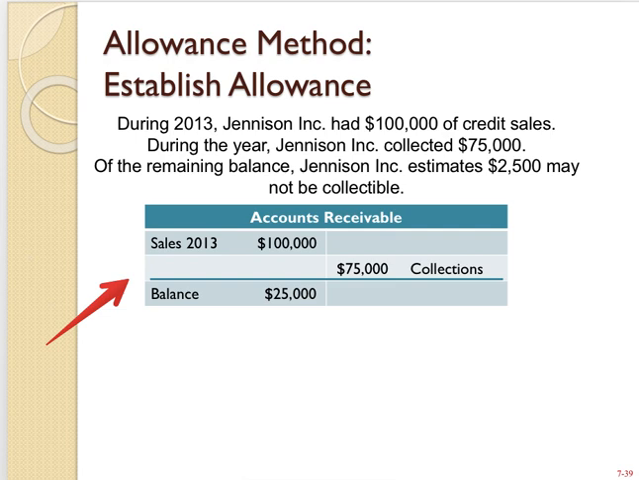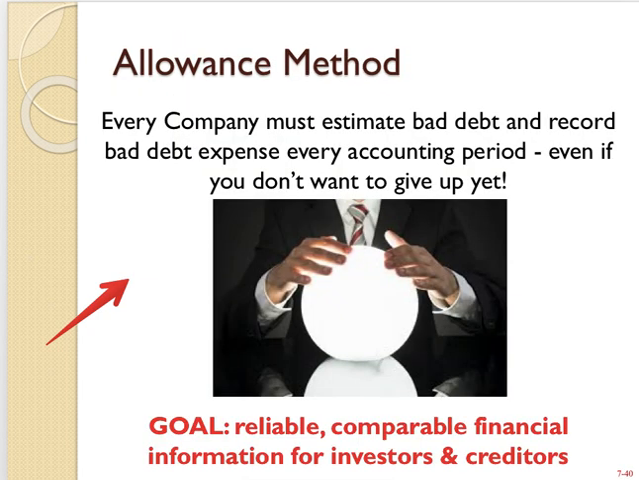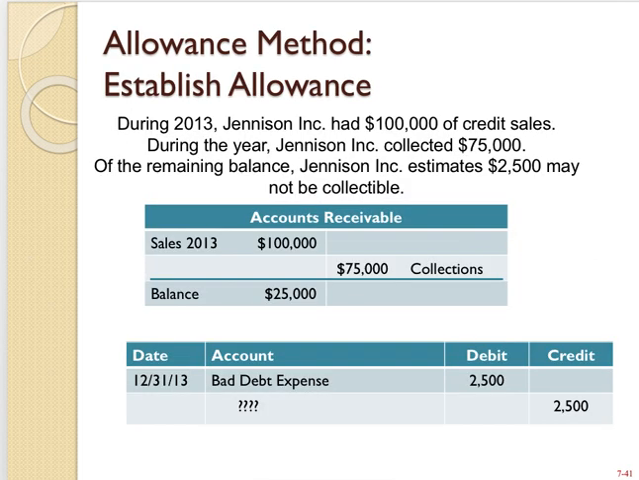Okay? So, again, the allowance method says every company must estimate bad debt and record the expense every accounting period, even if you don't want to give up, right? We're not ready to give up yet. So we just got out our crystal ball and we came up with, we think $2,500 of that is uncollectible. So as we mentioned, every company must record bad debt expense. So we know that part of our entry to establish the allowance is going to involve bad debt expense. And that bad debt expense is going to be based on our estimate of $2,500.